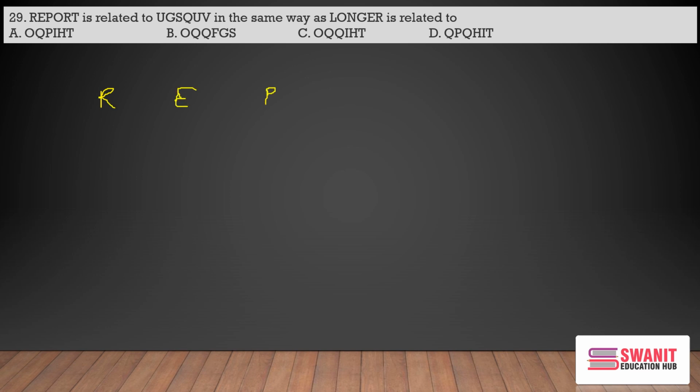Okay, so I am writing these alphabets once again. The report is related to U, G, S, Q, U, and V. For these coding-decoding questions, the best tip is that you should be writing alphabets while solving them, along with numbers. Now over here, let's see what is happening.